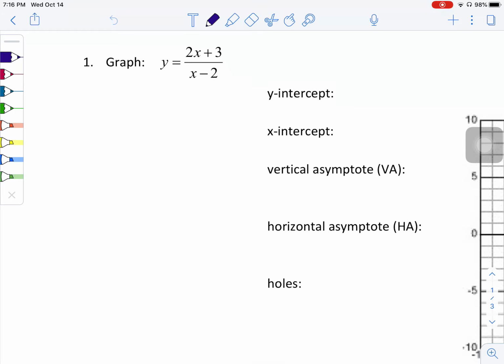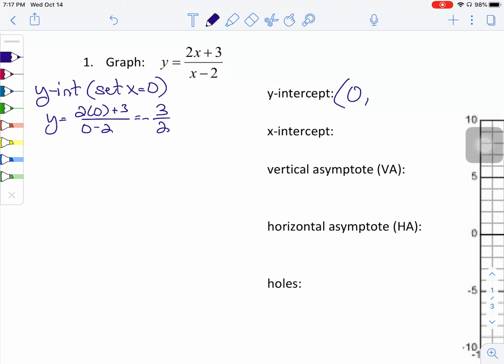All right, so I'm going to make a little note to myself over here, and let's say I'm going to find my y-intercept. To find the y-intercept, I am going to set x equal to 0, all right? So y is equal to 2 times 0 plus 3 all over 0 minus 2, which turns into 3 over negative 2. Okay? So my y-intercept is then the point 0 comma negative 3 halves. Okay? So we found the y-intercept. Yay! But we're not done, of course, because that was only step 2.